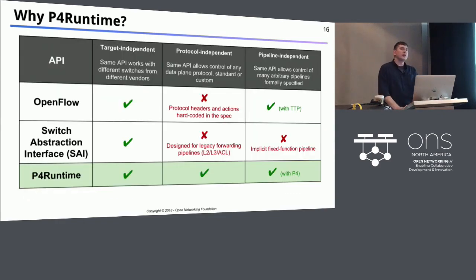You might be asking, why do we need P4 Runtime? Why can't we use existing APIs, say OpenFlow or SAI? Well, the reason is simple if you use a table like this. Basically, you can categorize APIs with different characteristics, which are important for open networking and SDN, let's say target independence, protocol independence, and pipeline independence. By target independence, I mean the ability of using the same API with different switches from different vendors, and this is definitely a goal of both, for example, OpenFlow and SAI.